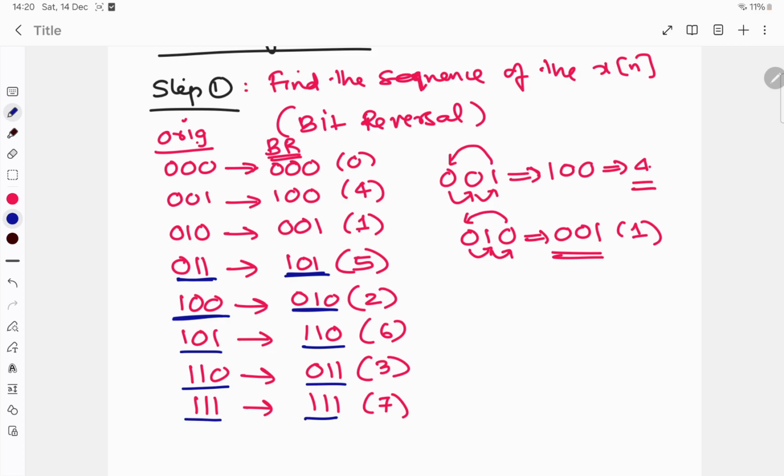So we got the bit reversal sequence now: 0, 4, then 1, 5, then 2, 6, and 3, 7. These are acting as the input sequence. So we have to start drawing the FFT butterfly diagram with this particular sequence. Okay, that is the first step.